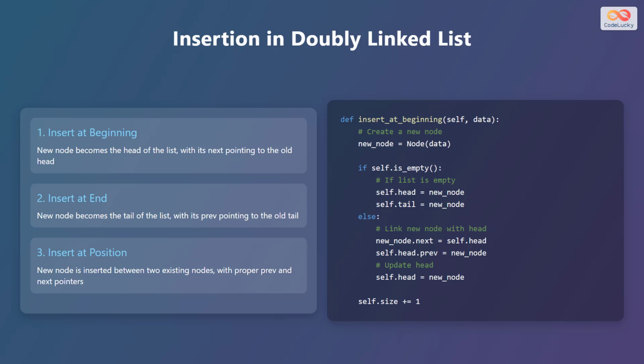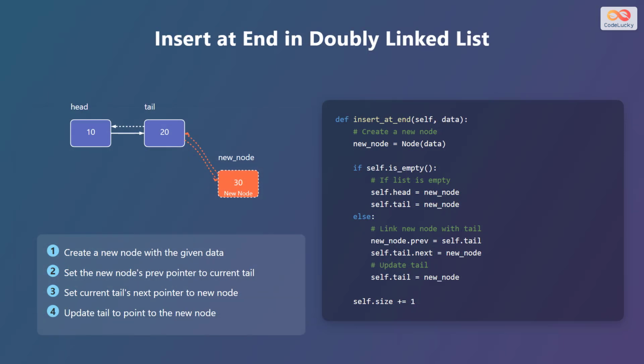Here's how to insert at the beginning. First, create a new node with the given data. If the list is empty, set both head and tail to the new node. Otherwise, link the new node with the current head, update the current head's previous pointer to the new node, and update the head to the new node. Finally, increment the size of the list.